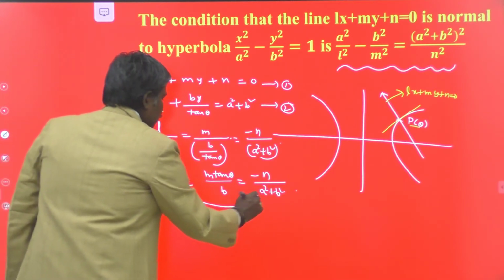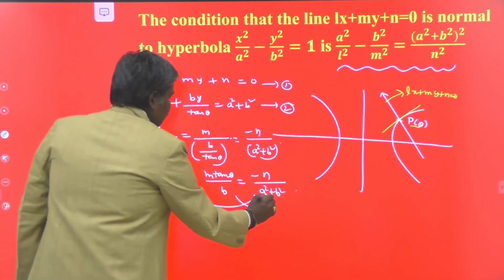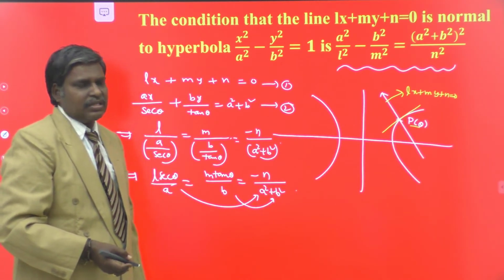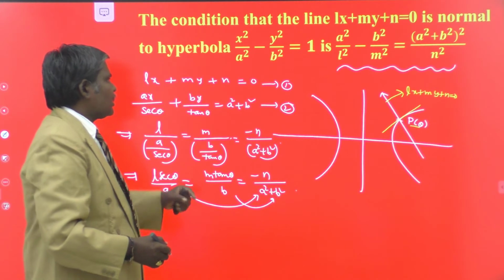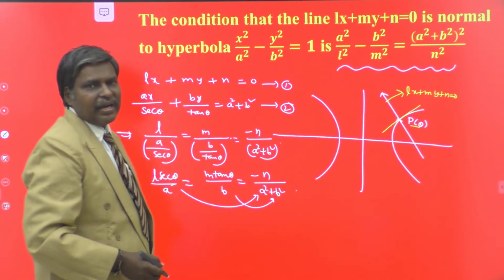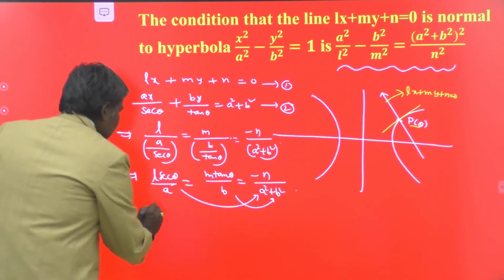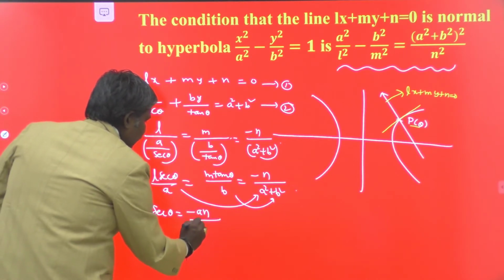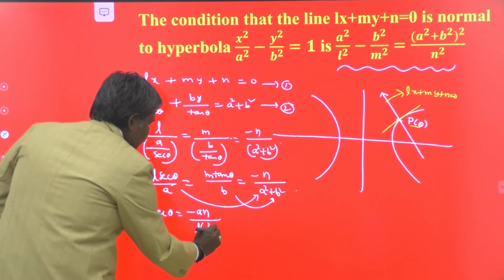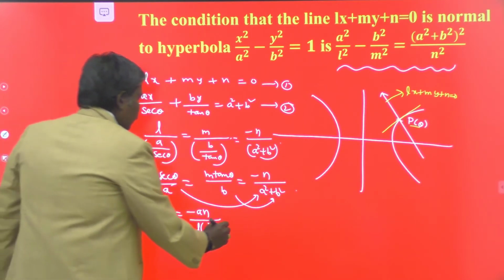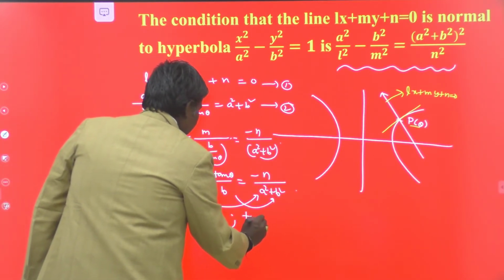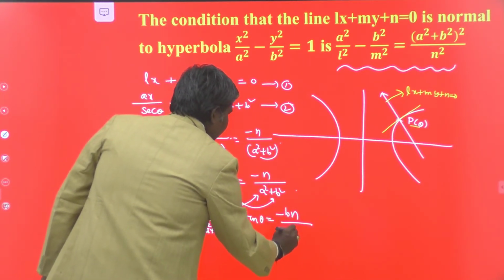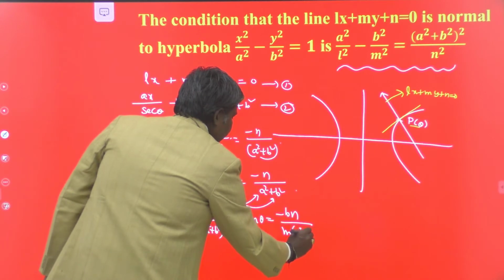By equating these, we get secθ, and by equating these two, we get tanθ. Now apply sec²θ − tan²θ = 1. We eliminate θ and hence obtain the required condition. So secθ equals −an/(L(a² + b²)). Again, tanθ equals −bn/(m(a² + b²)).